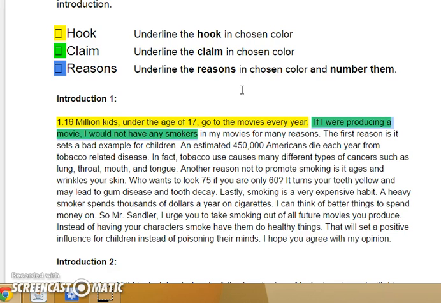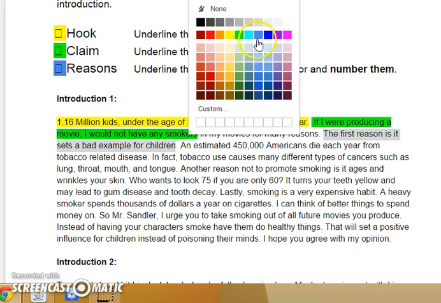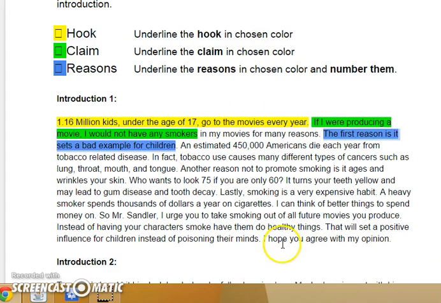In the introductory paragraph, remember, you want to give a hook, you want to state your claim, and then you want to have your reasons. Introduce your reasons. So here we're introducing a reason: the first reason is it sets a bad example for children. This one should be very familiar to you. You've seen it on a quiz before. So the first reason there, then you come down and can read through.